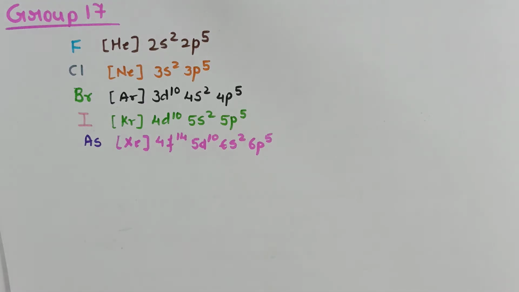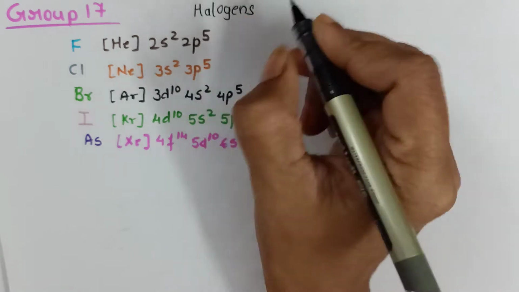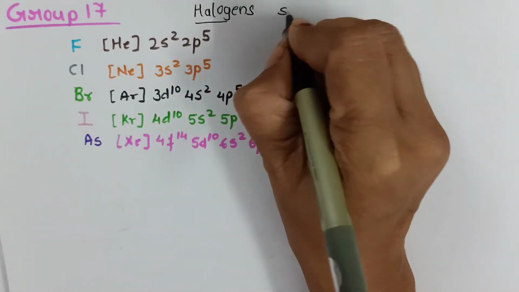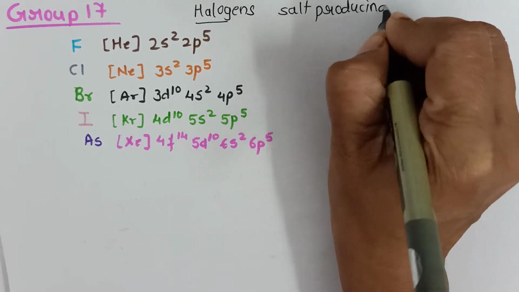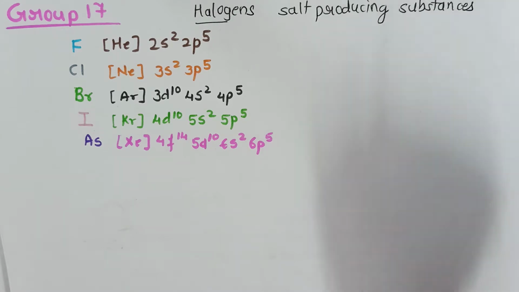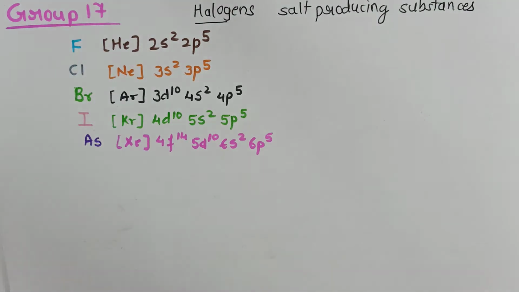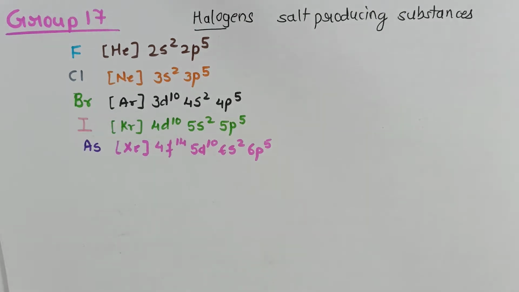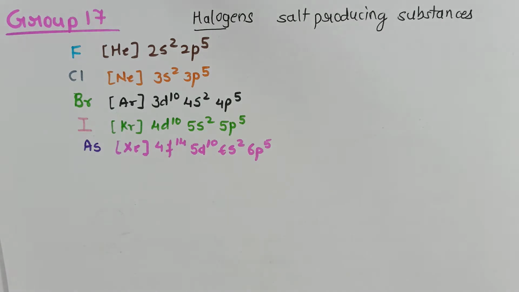Hello students, today we will continue with the next group, that is group 17. Group 17 is commonly called halogens. Halo means salt producing, so these are salt producing substances. Whenever they react with metal, they produce salts like fluoride, chloride, bromide, iodide, etc. Group 17 elements include fluorine, chlorine, bromine, iodine and astatine.